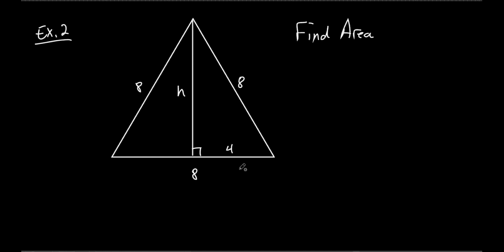Hold on, I'm trying to think of something. Yeah, let's just do it like this. Okay, so now we have a right triangle. Do you see that? You can use either one of them because they're both exactly the same. Let's just take a look at that triangle right there.